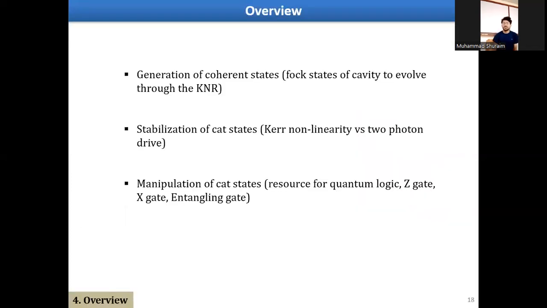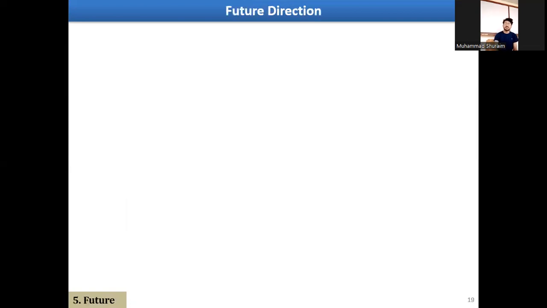Just an overview of what we have done: we generated coherent states, meaning we evolved the Fock state of the cavity through the KNR. How we stabilize them is that there is a competition between the Kerr nonlinearity and the two-photon drive, and we stabilized those coherent states for a specific phase and amplitude of the two-photon drive. We manipulated those cat states for the quantum logic gates. We have shown the application of the Z gate, X gate, and entangling gate.